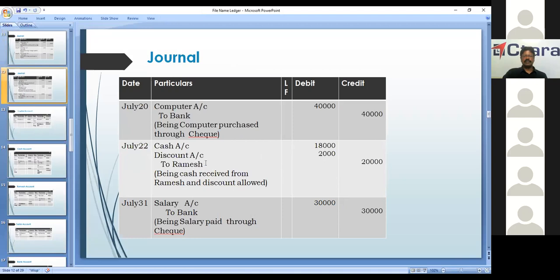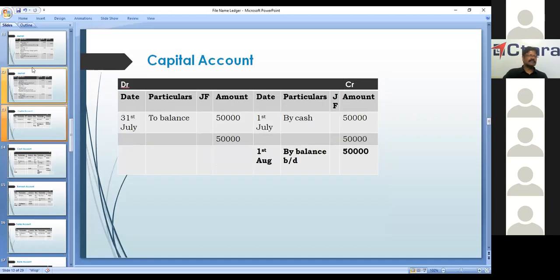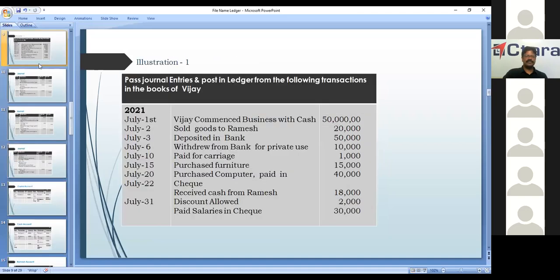Right? Okay. We have sold goods to Ramesh for 20,000. We allowed discount of 2,000 and the cash received is 18,000. Discount allowed is 2,000 and then the crediting, how much? 20,000 to Ramesh account. Okay. Then paid salaries in check. Okay. Paid salaries through check. Salaries is an expense. You have debited it and payment is made in check. The bank is the giver, banker, so we have to credit. Salaries account debit to bank, right?